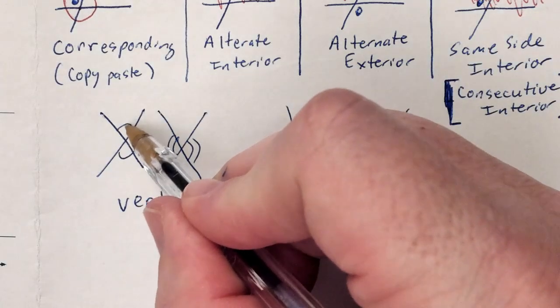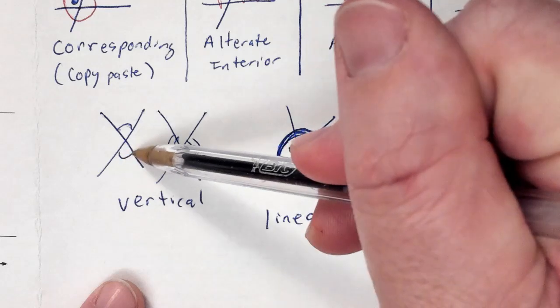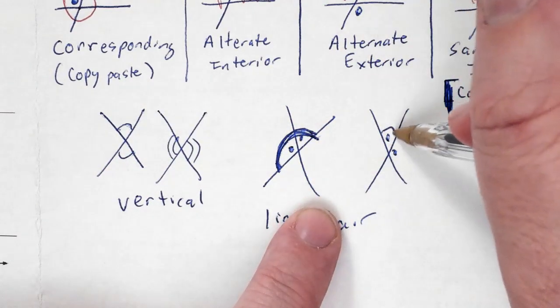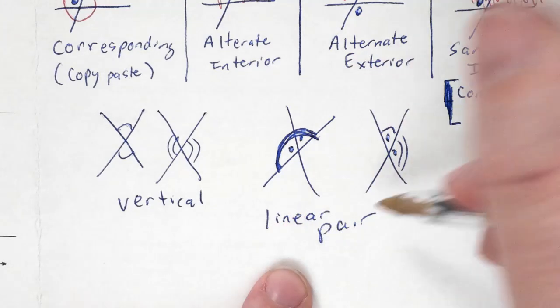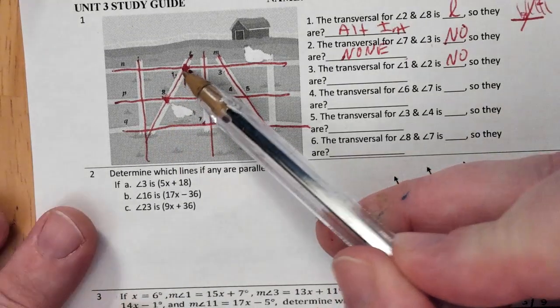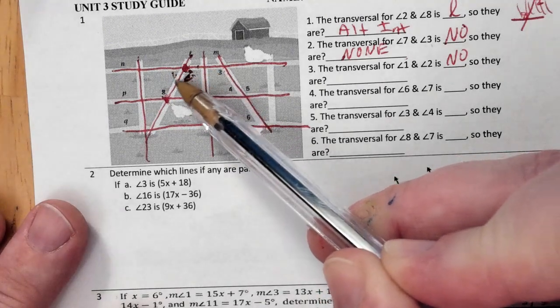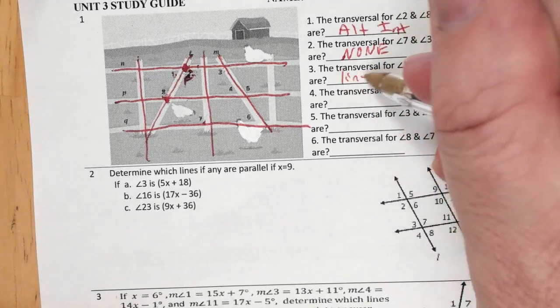A lot of people get these two backwards, but this and this, together they don't make a rainbow of a straight line. These do. So this and this, together they make a rainbow of a straight line. So that is a linear pair, a pair of angles that make a line. So on this one, we have 1 and 2. They're at the same train station, but is it vertical or a linear pair? Those two are a linear pair. So linear pair.